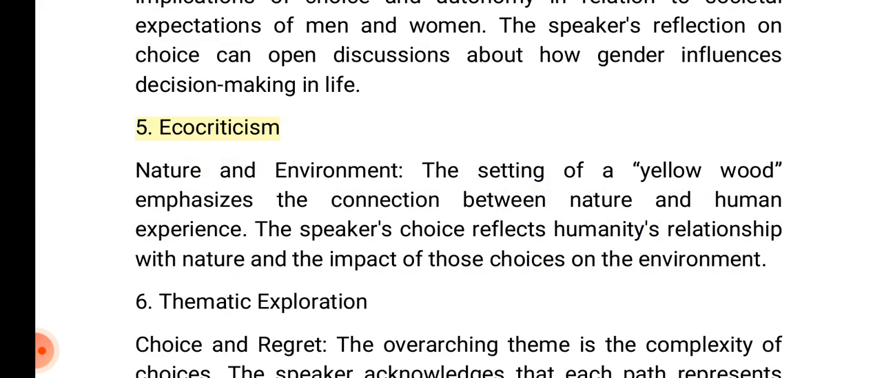5. Eco-criticism. Nature and environment. The setting of A Yellow Wood emphasizes the connection between nature and human experience. The speaker's choice reflects humanity's relationship with nature and the impact of those choices on the environment.